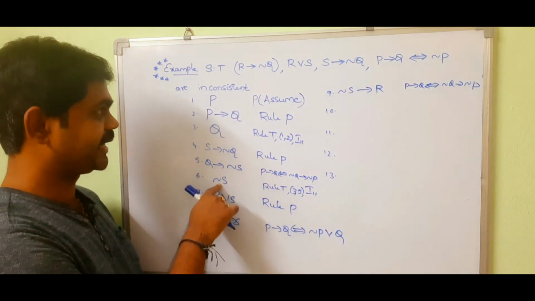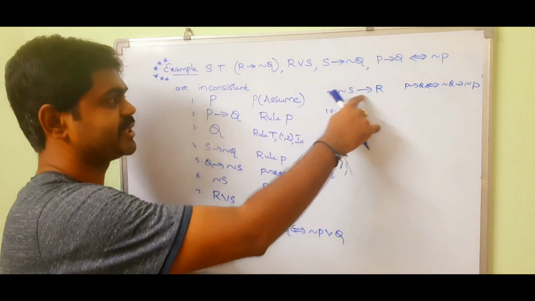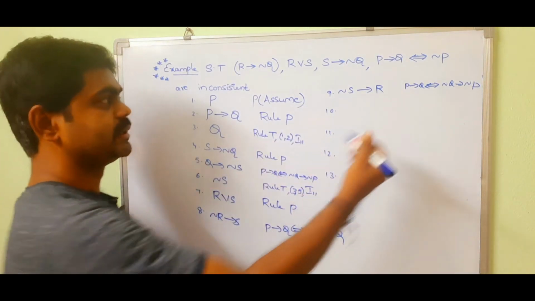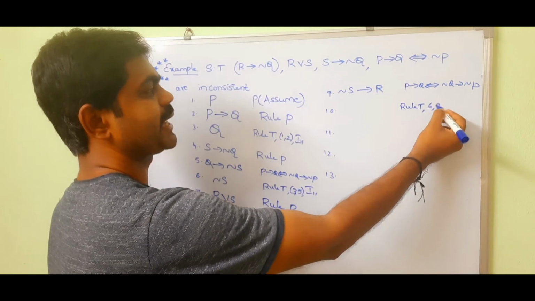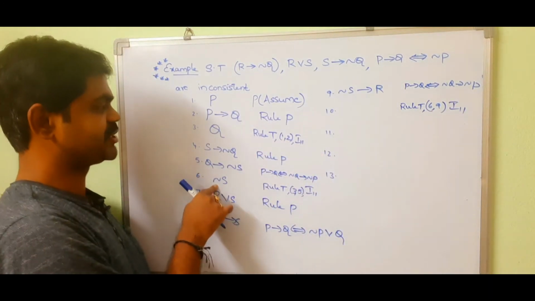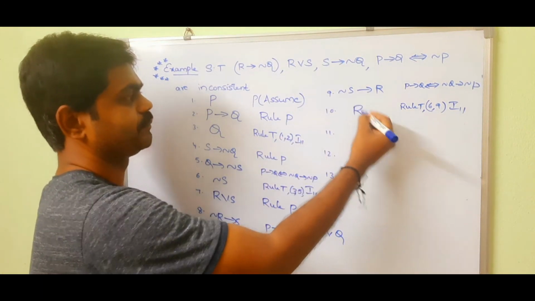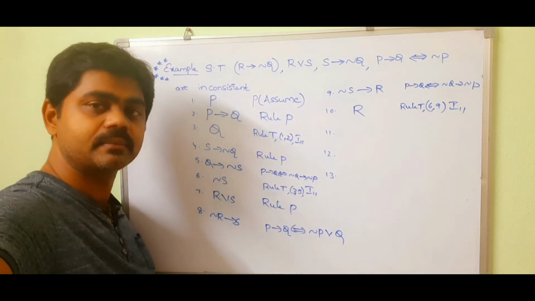So here we have negation S, sixth one we have negation S, and ninth one we have negation S tends to R. Using I11 we get R. Okay. So rule T, comma 6, comma 9 and I11. The 6 is negation S and ninth one is negation S tends to R. We get R. Okay. So in 10th we get R.